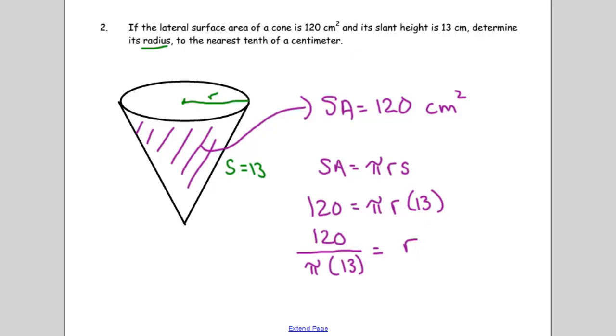Make sure when you're doing this on your calculator you're using the pi button. You're not rounding or approximating pi. Use the pi button, be exact. So 120 divided by pi times 13 would give us a radius of about 2.9. So the radius of this cone is 2.9 centimeters.